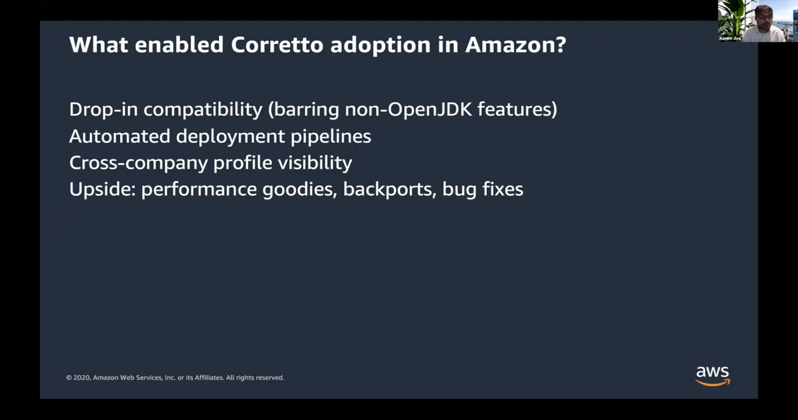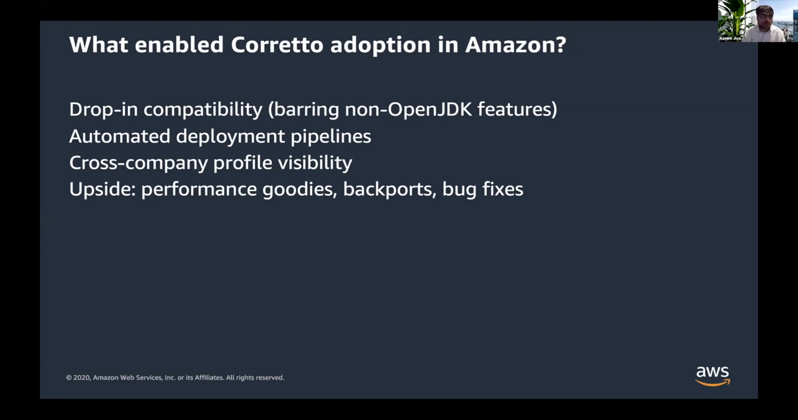So what enabled the Corretto adoption? What were the driving factors? Besides the ability to quickly fix things, we needed the ability to just have it drop-in compatible. Assuming there's nothing that's non-OpenJDK, you can take the Corretto, drop it into a replacement VM, and it will work. Within Amazon ourselves, we have automated deployment pipelines to roll out across the entire fleet very rapidly. It's like any other deployment for us, and it allows us to upgrade Amazon very rapidly.